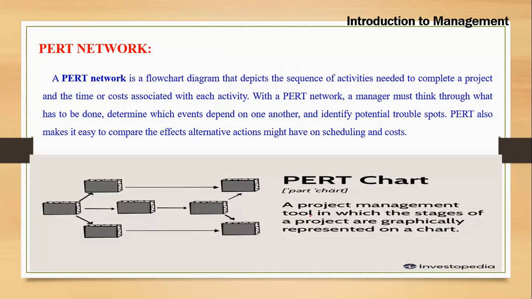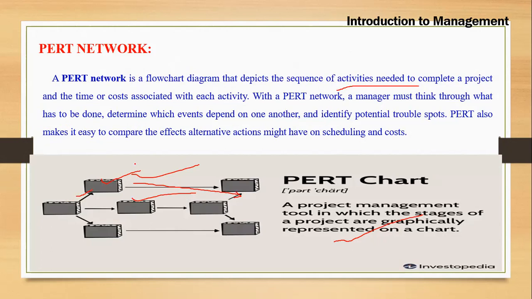A project management tool in which the stages of a project are graphically represented on a chart is known as a PERT chart, and this one is the example. A PERT network is a flowchart diagram that depicts the sequence of activities needed to complete a project and the time or cost associated with each activity. With a PERT network, a manager must think through what has been done. Generally, in PERT what we have to see is what the activities are, what the cost will be, and what the time will be, in what time period you will be able to complete your task.